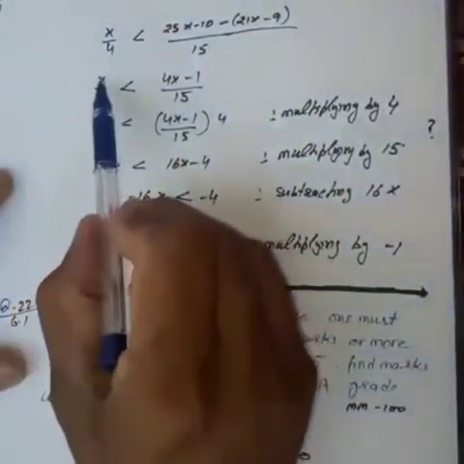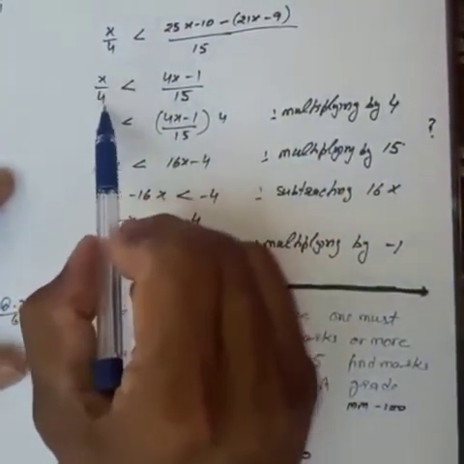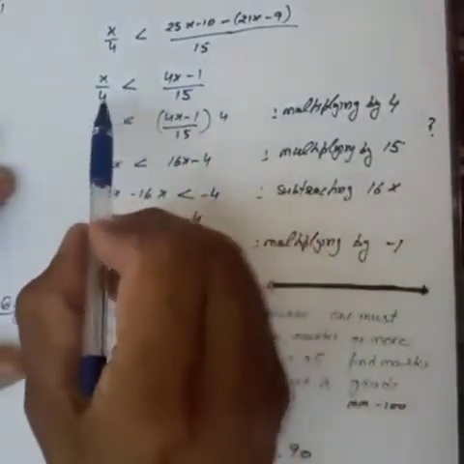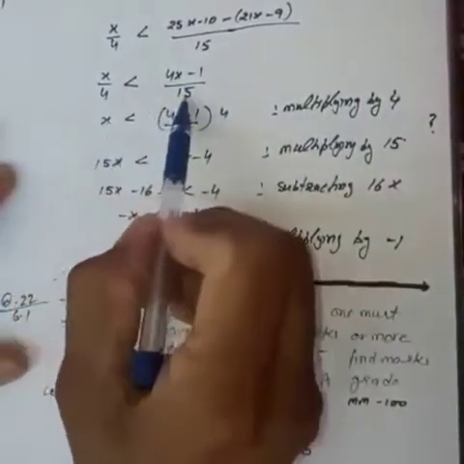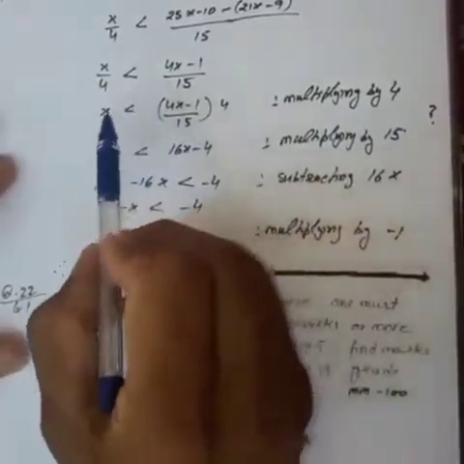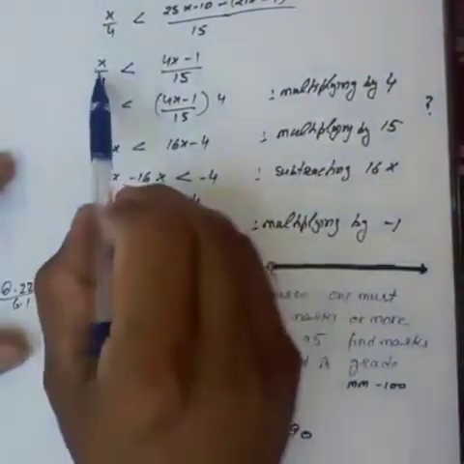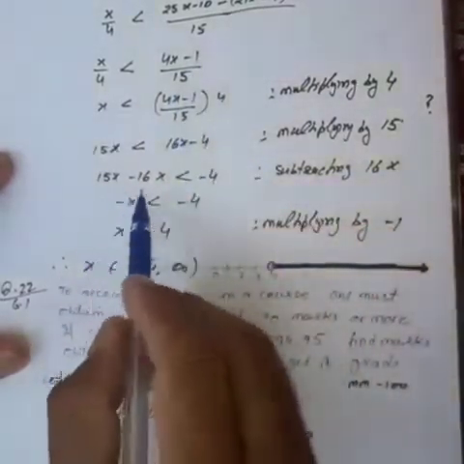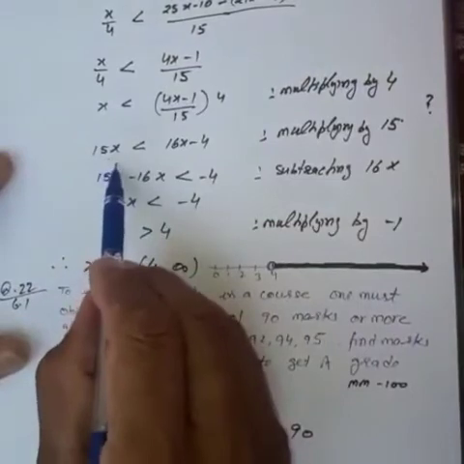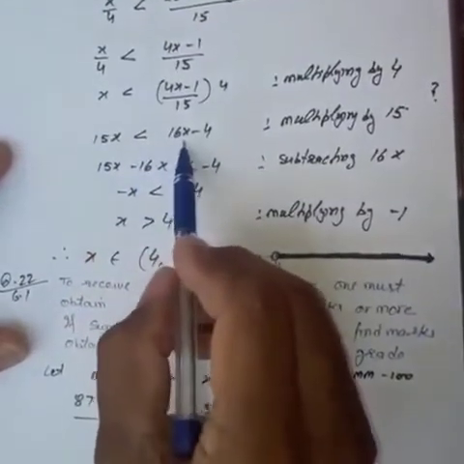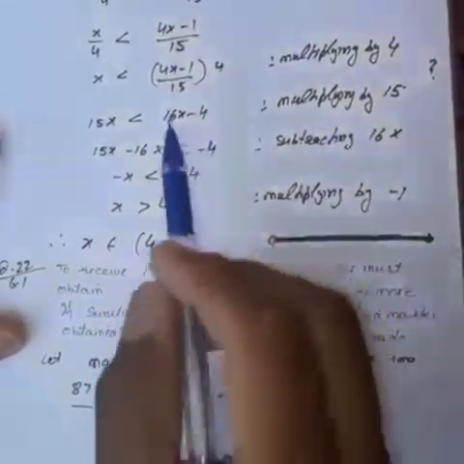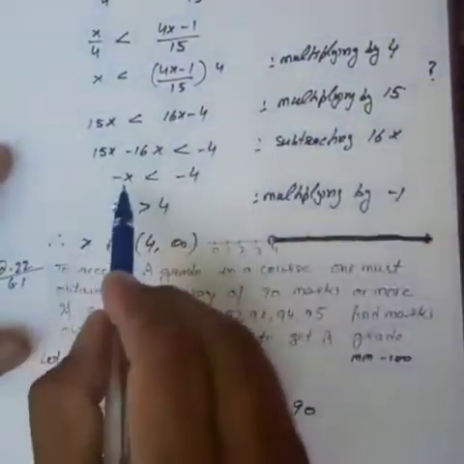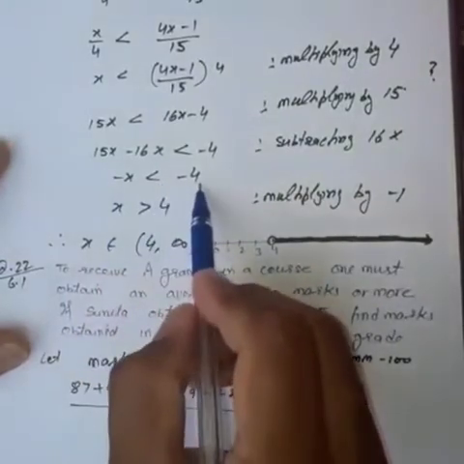Then we want x, so we have to multiply both sides by 4, or you can also multiply both sides by the LCM of the denominators in one step. So after multiplying both sides by the LCM, that is 60, we will have this step: 15x is less than 16x minus 4. Now subtract 16x from both sides. It will be minus x less than minus 4.